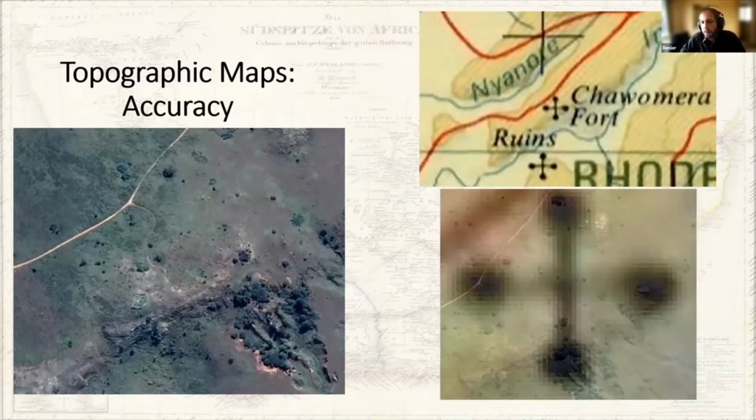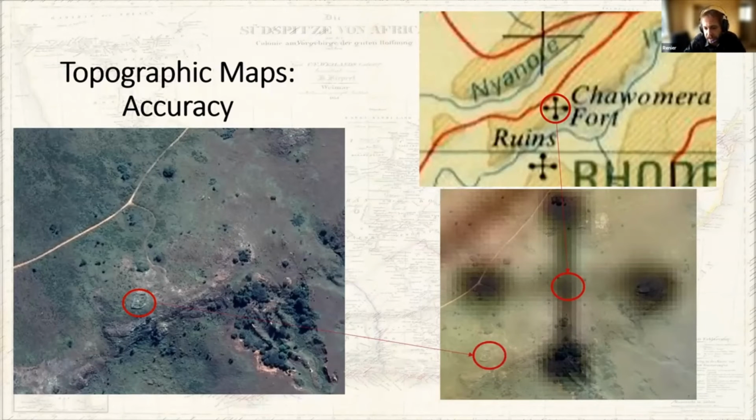And then human-made features can also vary in the extent of their accuracy. Now, on a 1 to 250,000 map, you do expect some degree of error. So this is an example of a Nyanga fort, which I mentioned earlier. And this is the fort on the map. It's called Chawamba Fort. And if you look at the bottom here, this is the area located after being geo-referenced, where the map indicates the fort to be.